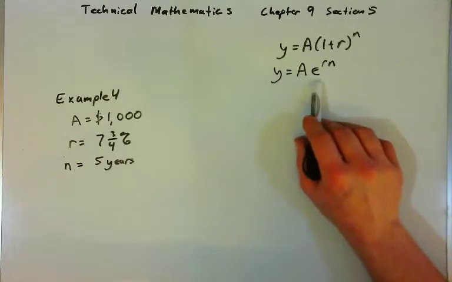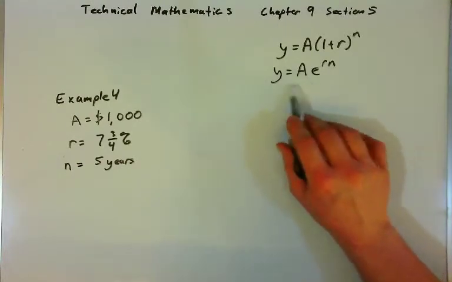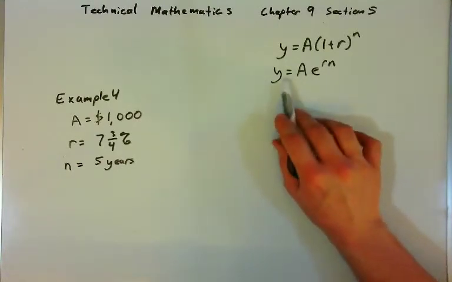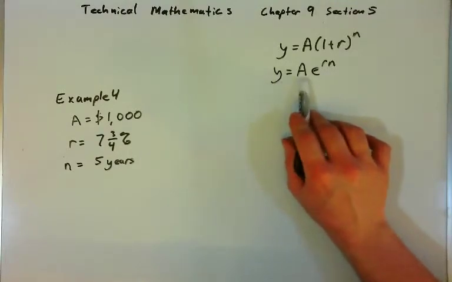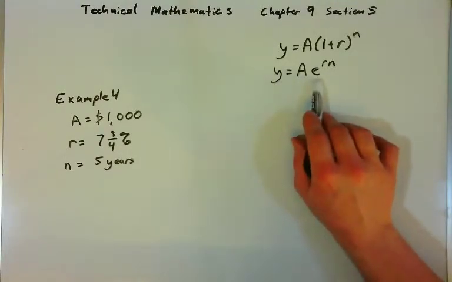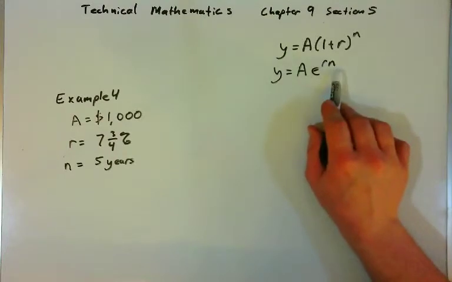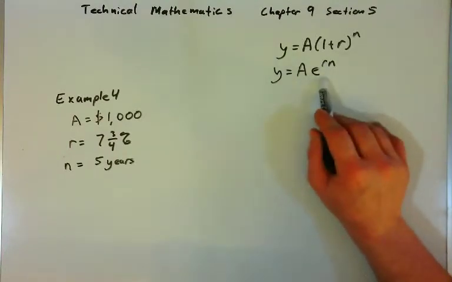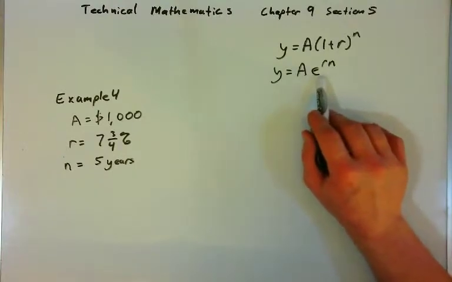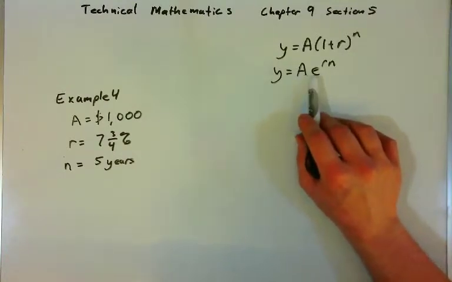Now if we want our interest to compound continually all the time, we'll use this formula where y, the new amount, is equal to a, the original amount, times e, which is Euler's number, to the rn power. What this formula accounts for is, say you have money invested in a savings account, and you're earning interest. If your interest was to be compounded all the time, this is the formula we would use.